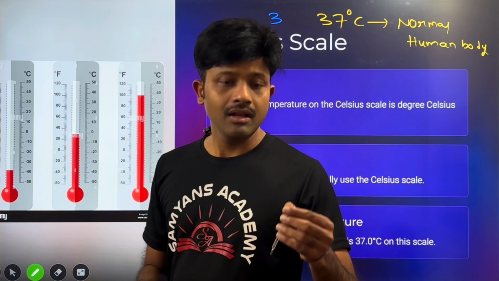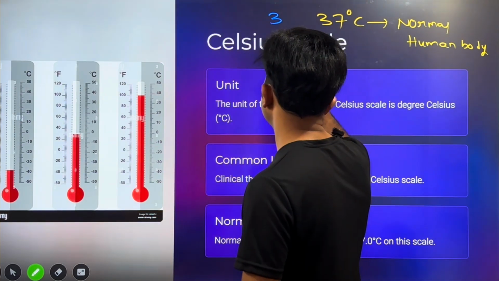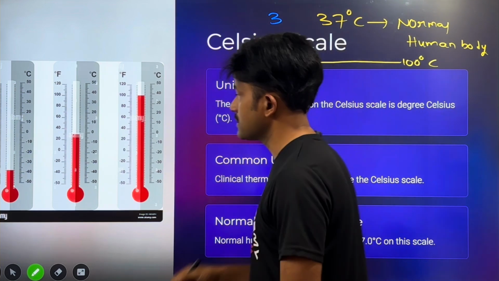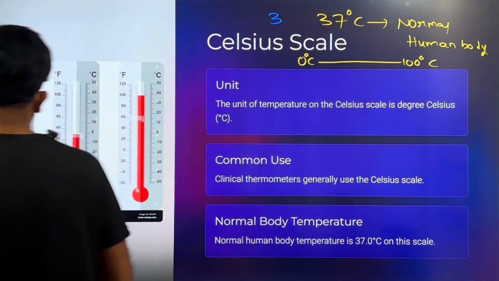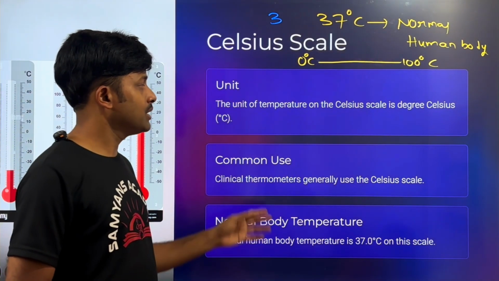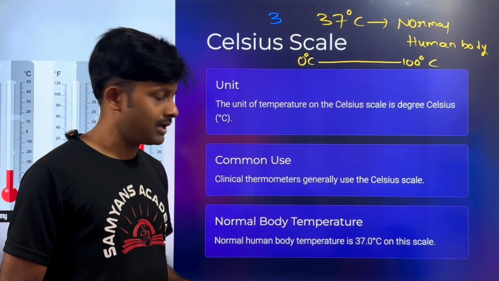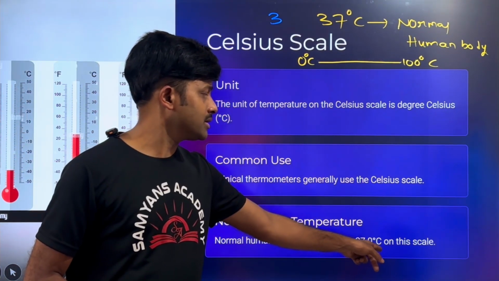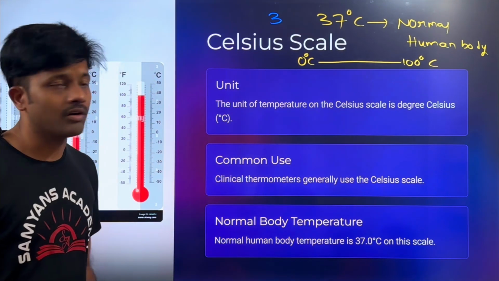The Celsius scale is measured from 0 degrees Celsius, and we can measure up to 100 degrees Celsius by using some thermometers. Now we can see here, this is the degree Celsius scale on this side, and this side we have the Fahrenheit scale. In common use, a clinical thermometer generally measures in the Celsius scale. Normal human body temperature is 37 degrees Celsius on this scale.